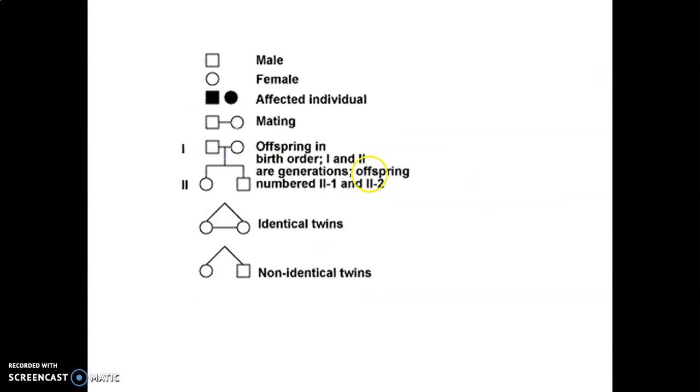Before that, you should study the symbols which are used to draw a pedigree chart. The square represents male, the circle represents female. If it is shaded, it is an affected individual, that means a disease-causing individual. If a line is there between square and circle, it represents mating. Then again we can represent the next generation by using this line. Then identical twins, non-identical twins. The diagram is there in our textbook.